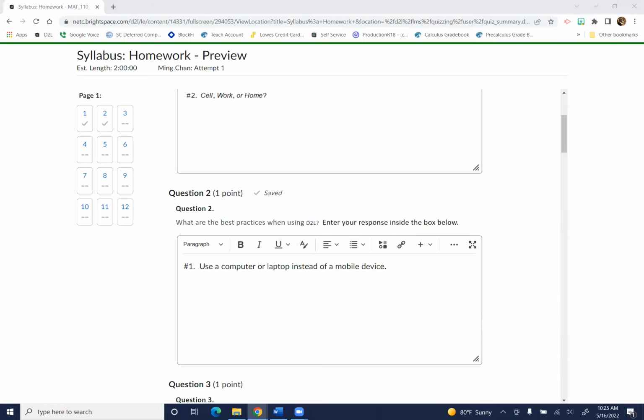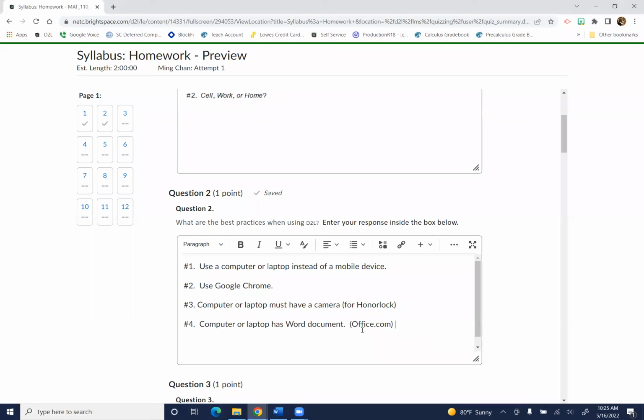Number 2, when you use D2L, it doesn't matter if you are using Mac or PC, please use Google Chrome. Google Chrome is the best web browser for D2L. Number 3, the computer or laptop you use has to have a camera. Number 4, make sure your computer or laptop has Word documents. If it doesn't have Word, you can sign into office.com and download your free Office suite.